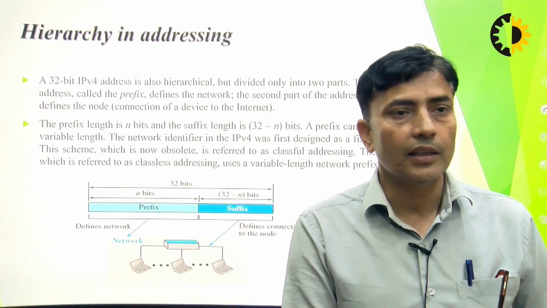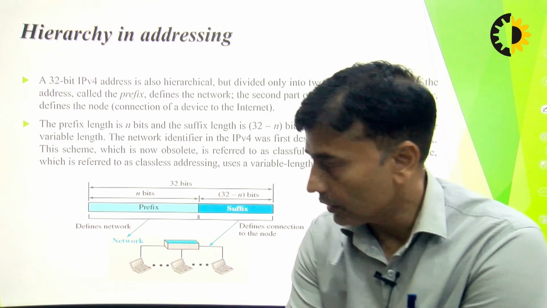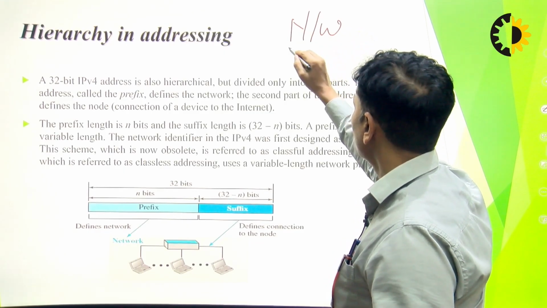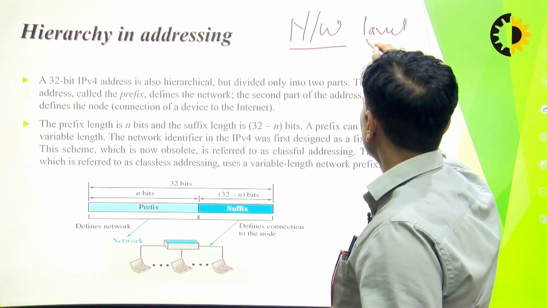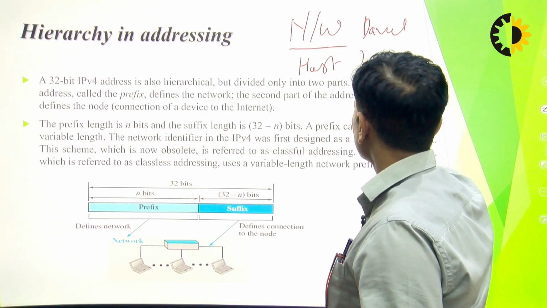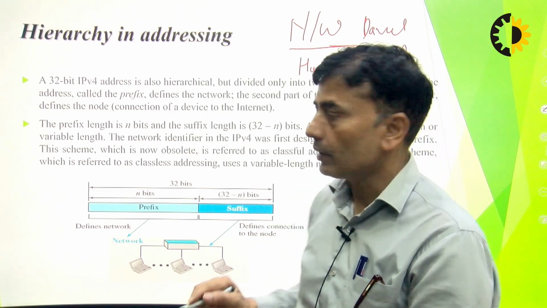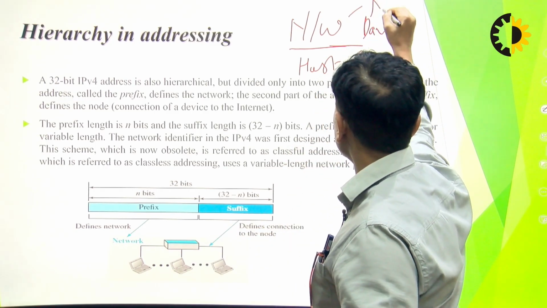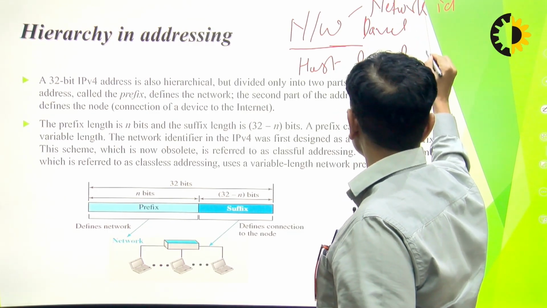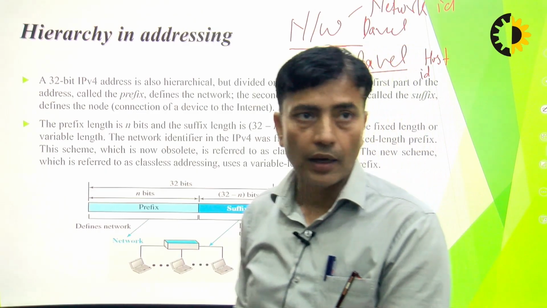Similarly, in IPv4 also there are two levels of hierarchy. One is the network level, also known as the network ID, and the other is the host level, the host ID. Network ID and host ID.